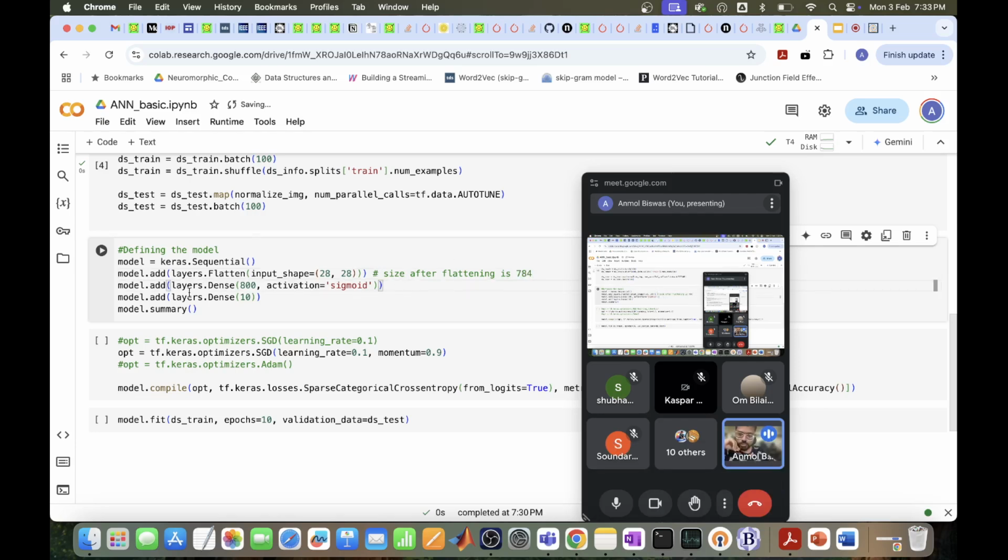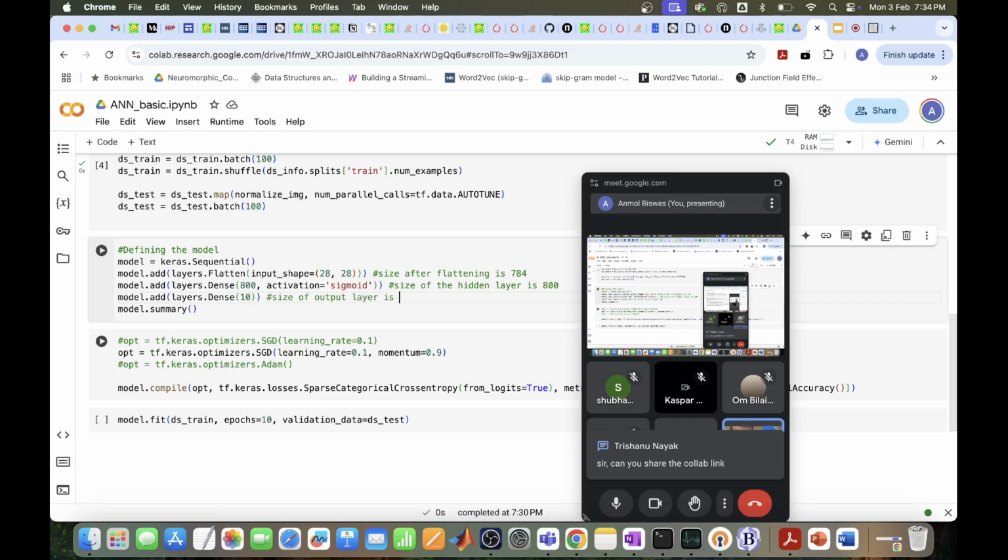And then in the middle you have a hidden layer. How many neurons are there? So there are 800 neurons, right? So the size of the hidden layer is 800. So the size of the input layer is 784, the size of the hidden layer is 800, and of course, because it's a digit recognition problem, the size of the output layer is 10, right? So the size here is 10.